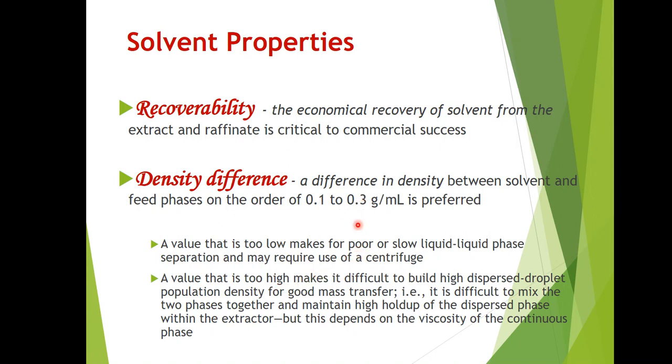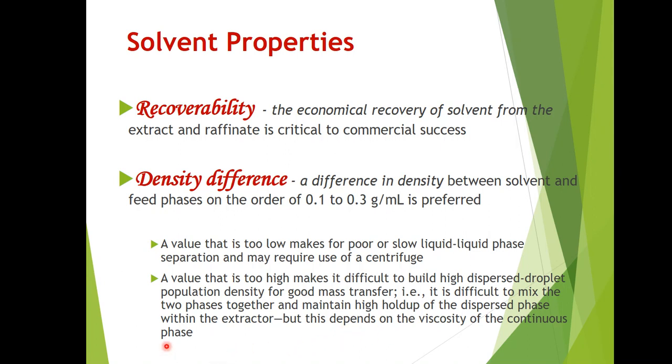In this range is the density of your solvent and your feed phases. A value that is too high makes it difficult to build high dispersed droplet population density for good mass transfer. What does this mean? It's difficult to build high dispersed droplet population density. It is difficult to mix the two phases together and maintain high hold up of the dispersed phase within the extractor, but this depends on the viscosity of the continuous phase.